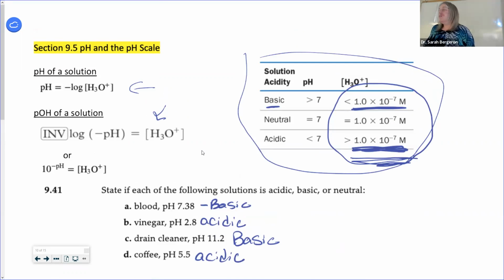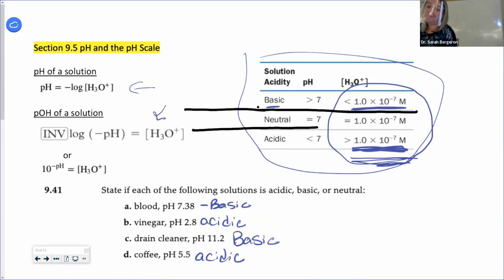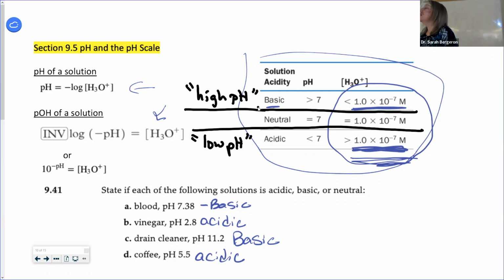If you have a high pH, what does a high pH tell you? You have a pH that is greater than 7. What are you? Basic. That's what we said. If you have a pH that is equal to 7, what are you? Neutral. If you have a pH that is lower than 7, you are acidic.